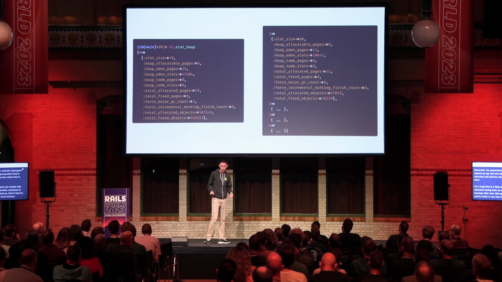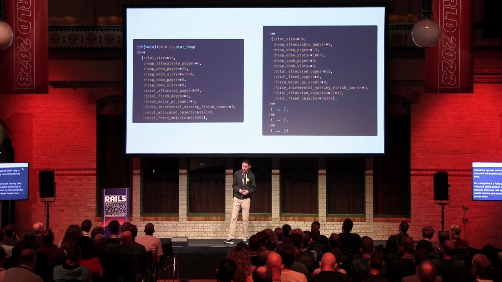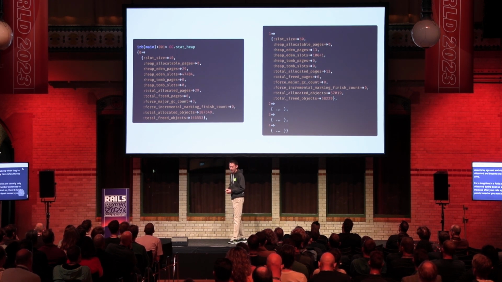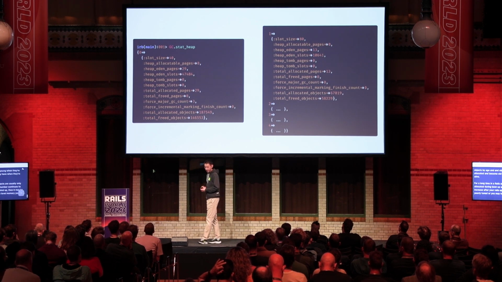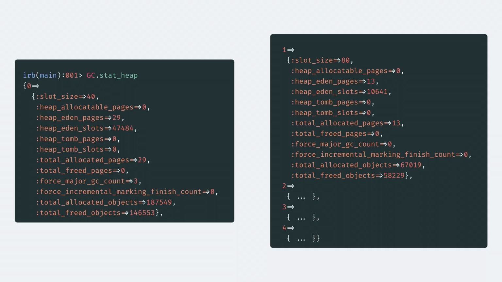New in Ruby 3.2, GC.stat_heap gives information about each size pool. There are 5 size pools in Ruby with indexes as names from 0 to 4. And the returned hash contains the size pool name as the key and the statistics hash as the value. The keys of the statistics hash are the same for each size pool, so I'll just take a look at the first size pool. We see the slot size in bytes.